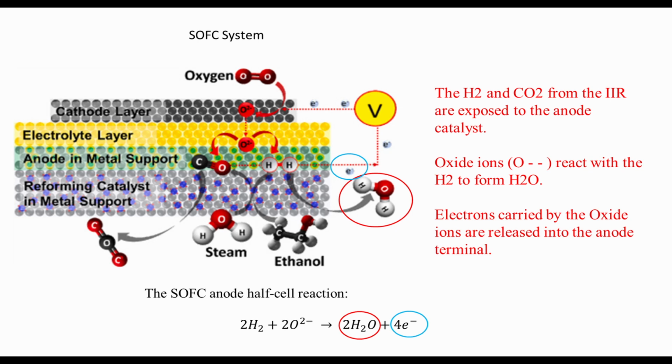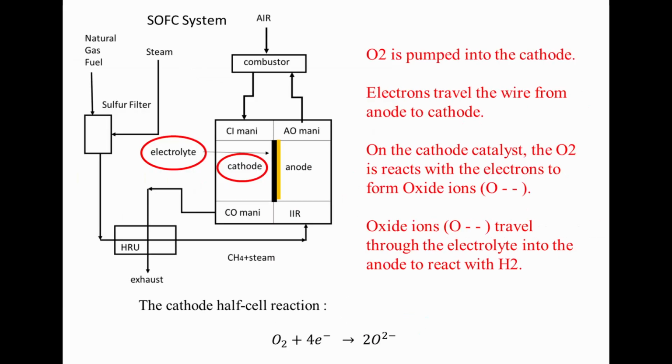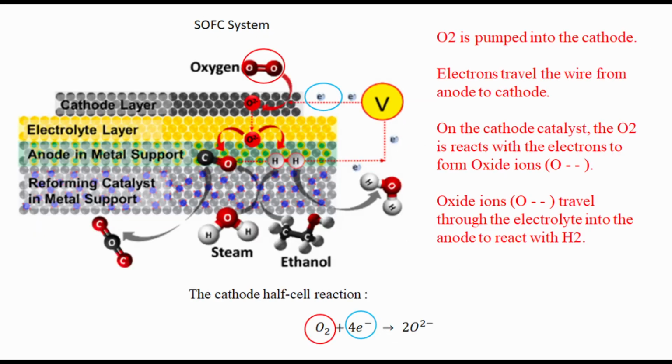The SOFC anode half-cell reaction is shown. 2H2 plus 2O double negative react to form 2 H2Os plus 4 electrons. The electrons released into the anode current collector are drawn into the wire circuit through the load and enter the cathode current collector through the cathode terminal. In the cathode half cell, the cathode catalyst layer helps the O2 and the electrons react to form oxide ions. The oxide ions, O double negative, enter the electrolyte ready to travel back to the anode side and repeat the cycle. The cathode half cell reaction is shown.